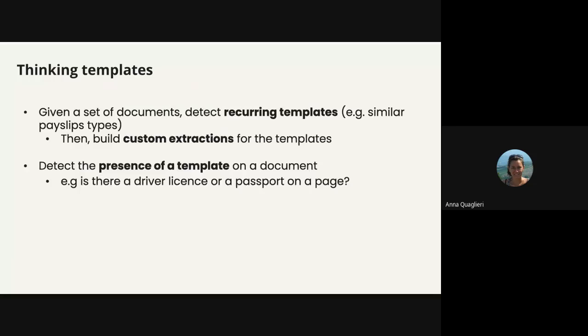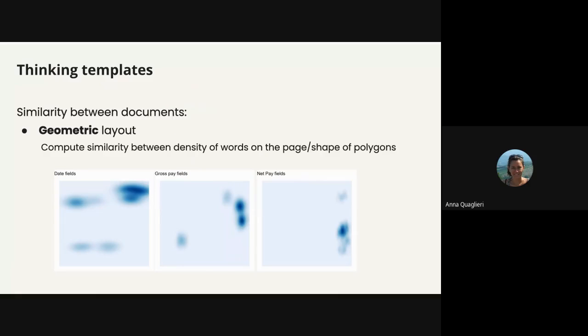Another idea, which I've already mentioned before, is that you might first want to detect the presence of a template on a document, say a passport or driver license, and then target the extraction for that specific template, because you need to return all the personal details. When we think about similarity between documents, we can think in terms of the geometric layout: where the words appear on the page, not the shape of the polygons, but where they all are on the page.